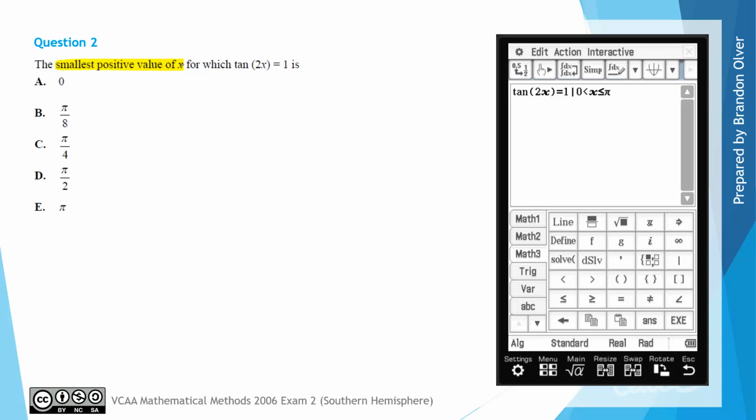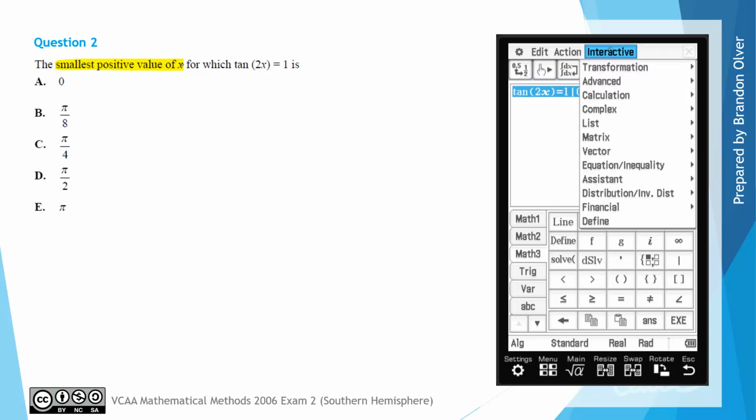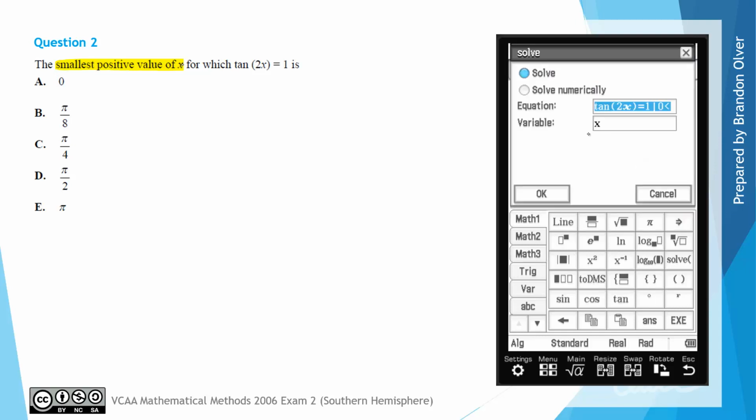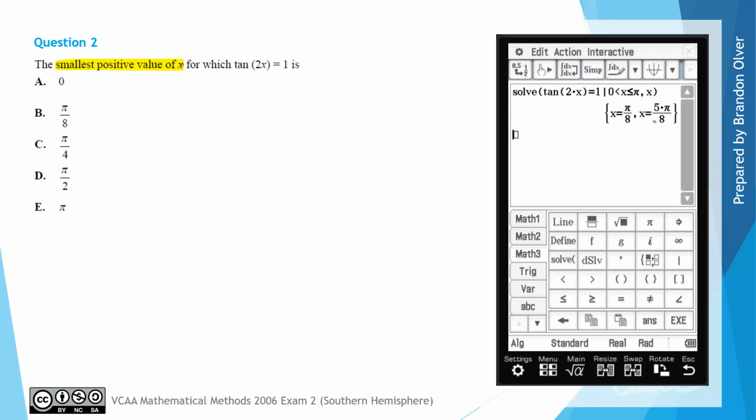You could have picked something like 2 pi to go at the end there as well, and any of those sorts of things would have worked. So next, after we've got our equation and our restriction, we can just highlight it and go Interactive, Equation/Inequality, Solve, and we're solving for x, so we can just press OK. And that will actually give us 2 answers in that domain that I've specified it over. So the first smallest positive value of x is going to be pi on 8.